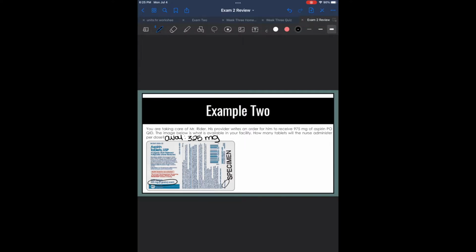So again, with our dimensional analysis, draw our cross first. Our order is going to go on our left, so 975 milligrams. And then what we have available, 325 milligrams, is going to go on our right-hand side. So per one tablet, there's 325 milligrams. Milligrams cross out, we have tablets left, which is what our answer is looking for, so we can multiply across the top and the bottom, which is going to give us 975 divided by 325, which is going to be 3 tablets.